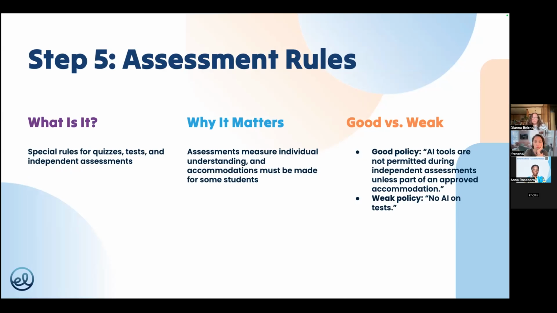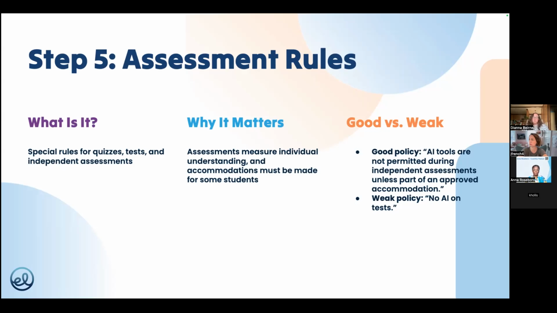You also want to include step 5, we're halfway there, which is the assessment rules. These are specific rules for quizzes, tests, and independent assignments. It matters because assessments measure individual understanding, so rules have to be strict. At the same time, accommodations have to be made, for example for multilingual learners or students with disabilities. The accommodations that students have still have to be honored. So a good policy might say something like, AI tools are not permitted during independent assessments unless part of an approved accommodation. A weak policy might say no AI on tests.